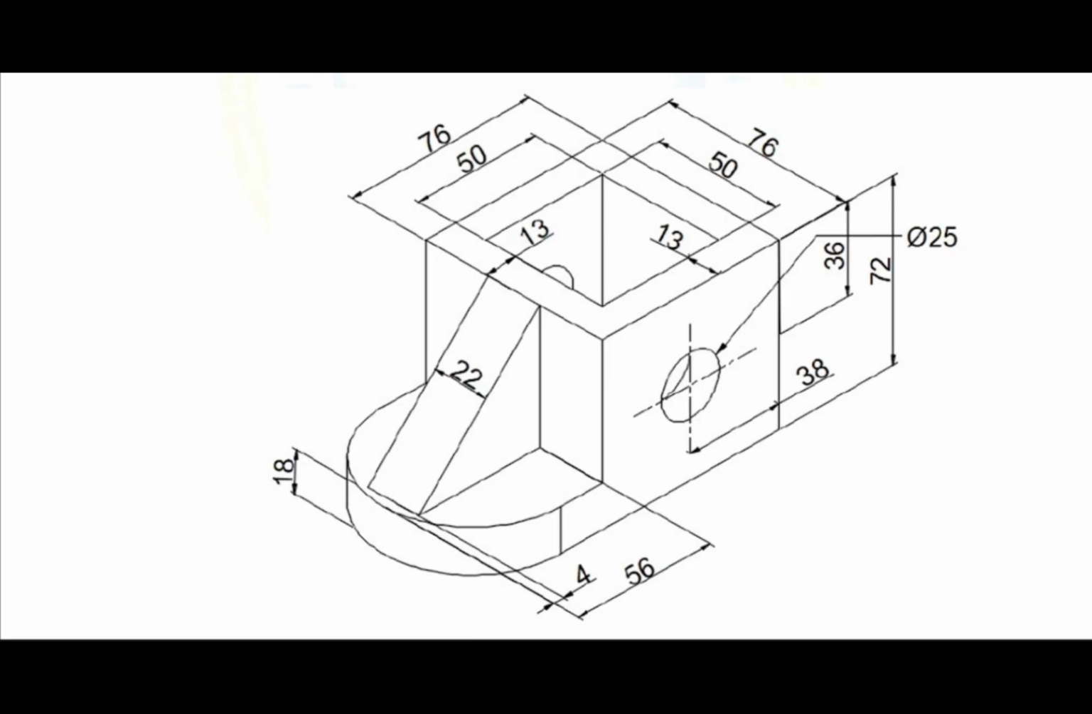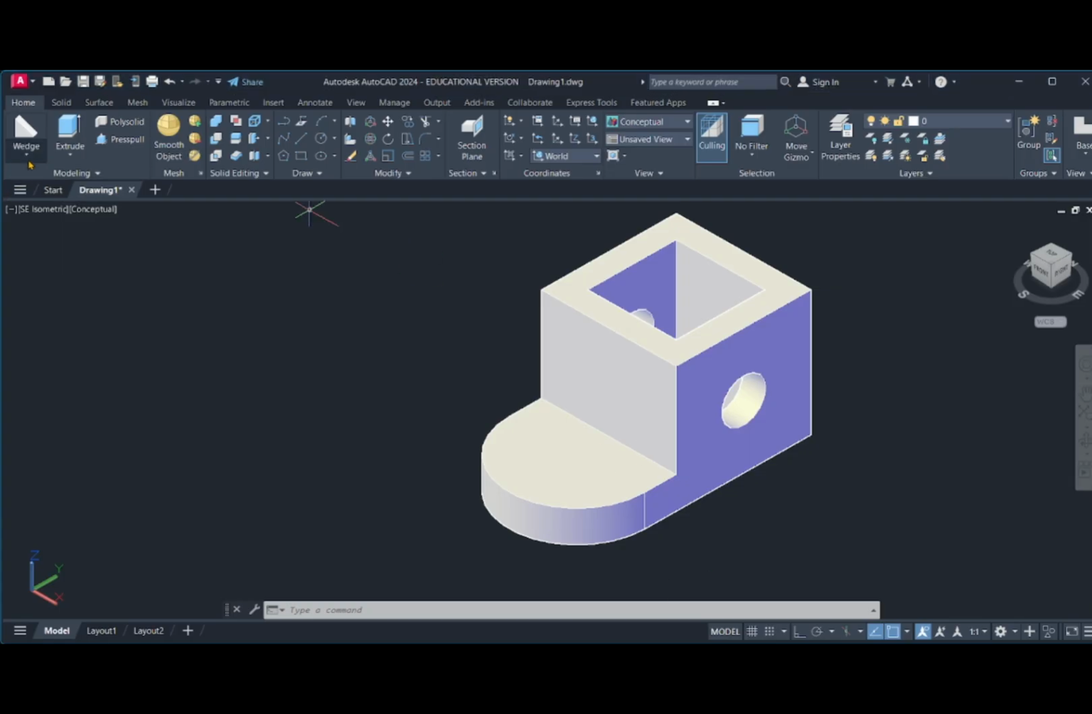In the given diagram, the wedge size is 22 mm thickness and width is, base width is 56 minus of 4, 52 millimeter, and height is 72 minus 18, it is 54 millimeters. So create the wedge to the required dimension. Select the wedge in the primitives. Click randomly on the screen.